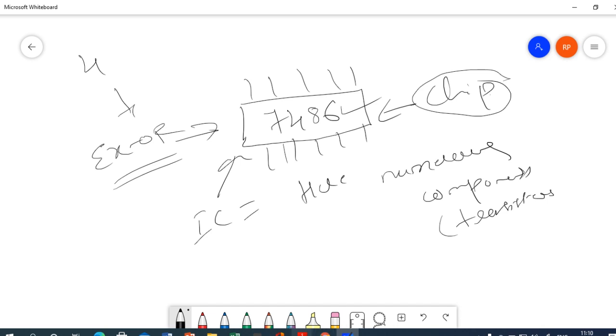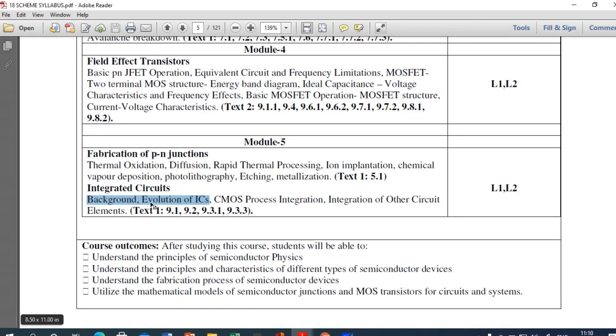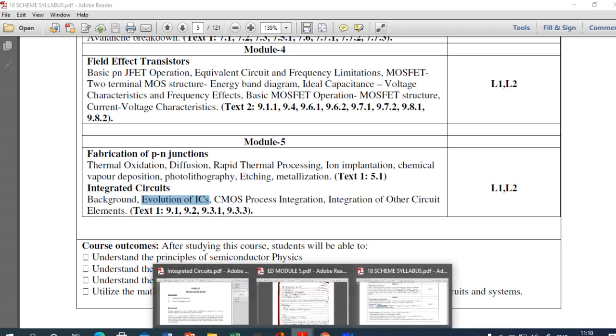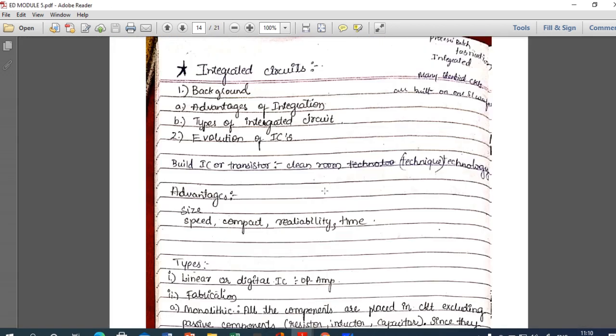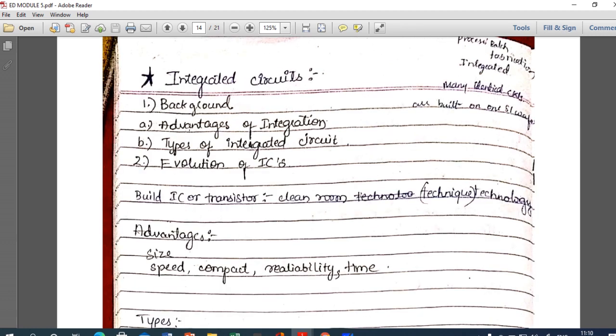Now from this I will start with the background: what is an integrated circuit, how it evolved, and then the evolution of ICs. First I will open the notes which I have sent you. This is the notes I sent as the module 5 notes. In that, the background, advantages of integration, types of integrated circuit, and then the evolution of ICs.